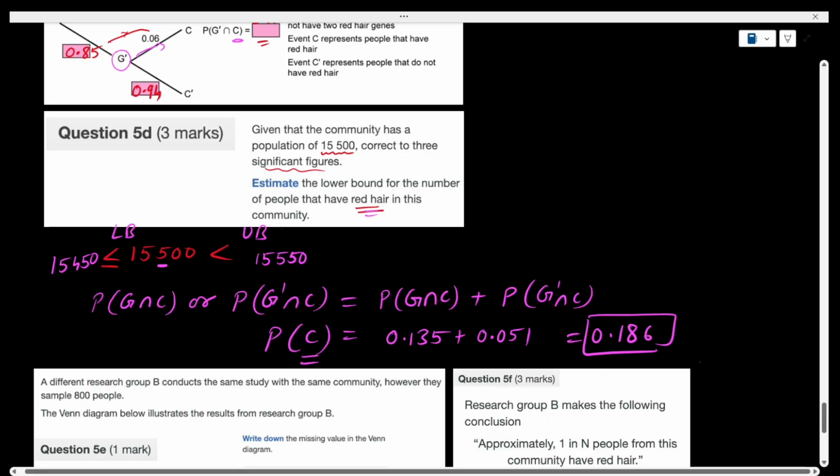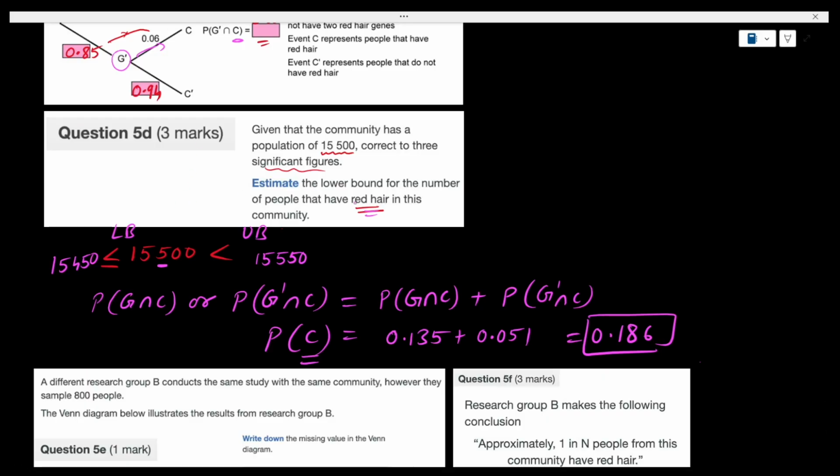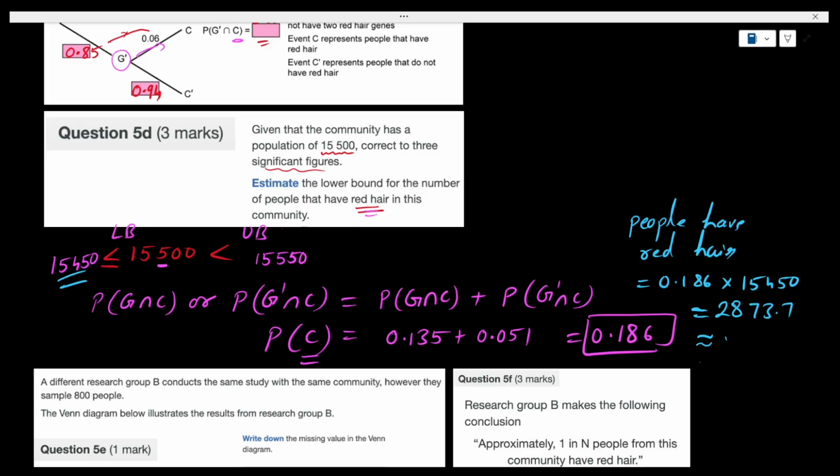Now here you are getting the probability, but we need to find out the lower bound of the number. So the lower bound of the population is 15,450. So what will be the number of people who have red hair? It is equal to 0.186 times 15,450, which is 2873.7, approximately 2873 or 2874, if you round down or round up.